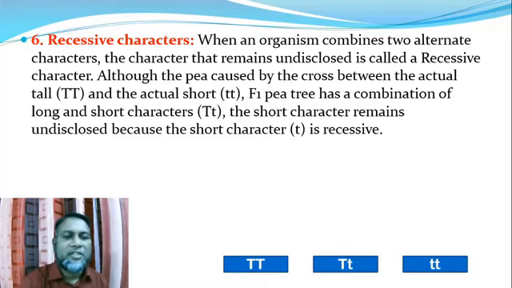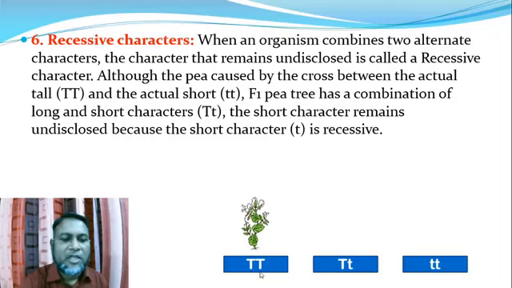Then we discuss recessive characters. When an organism combines two alternate characters, the character that remains undisclosed is called a recessive character. Although the F1, or first filial generation, caused by the cross between the pure tall capital T and the pure short small t, has a combination of long and short characters, capital T and small t, both are present here. The short character remains undisclosed because the short character is recessive.